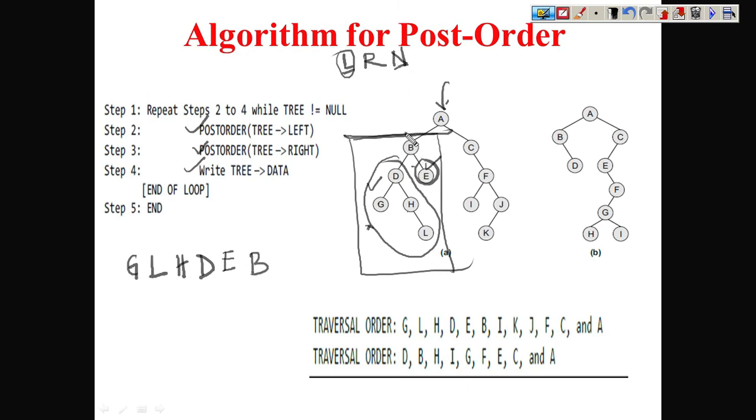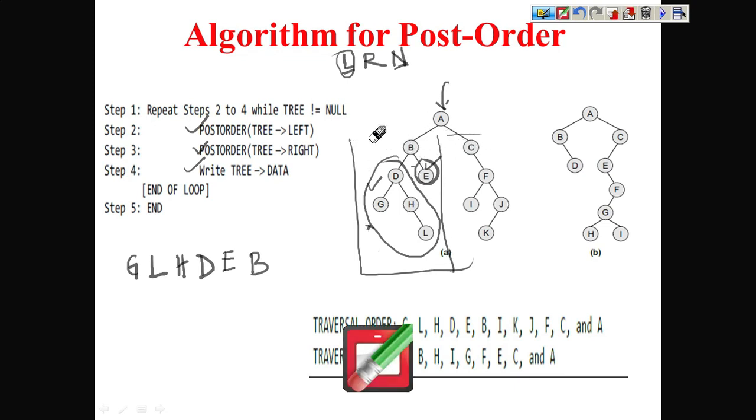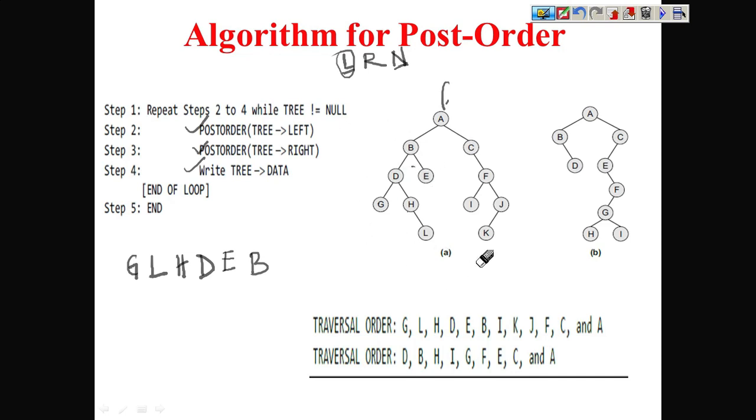Now we'll go back to our outer tree. So this part has been processed, all the nodes have been printed here. Now the left has been processed, now you have to go to the right. So right is this part, so now I'll be making like this.